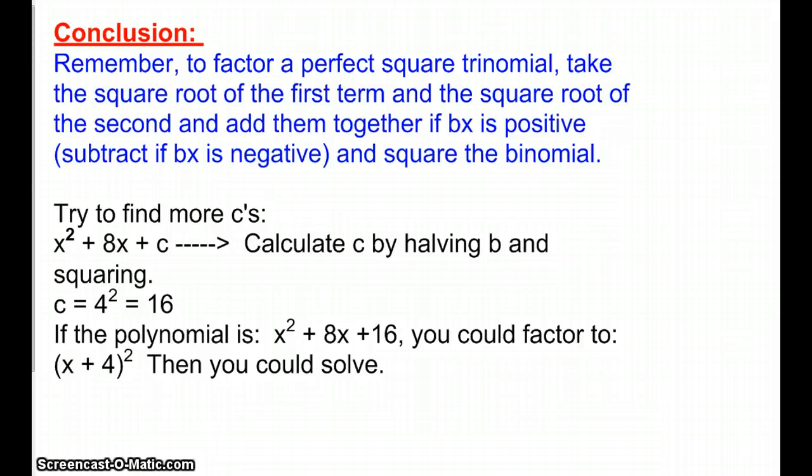X squared plus 8x plus c. We need to find c. So you take half of b and square it. So half of 8 is 4, squared it's 16. So we know that c must be 16 to make that a perfect square trinomial. If that polynomial is x squared plus 8x plus 16, you could factor it to x plus 4, the quantity squared. Then you could solve it, right? Because you would set the equation in the parentheses equal to 0 and solve for x.